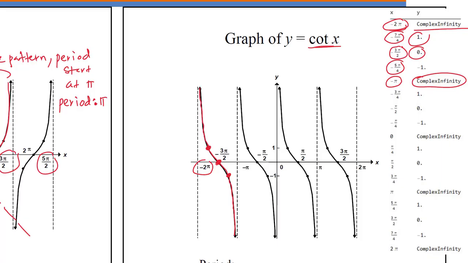And then negative 3 pi over 4, you get 1. Here, negative pi over 2, 0. Negative pi over 4, negative 1. And so on, when it is 0 you get complex infinity. So the graph is this one, repeated. It is the same from 0 to 2 pi, you get the same graph.